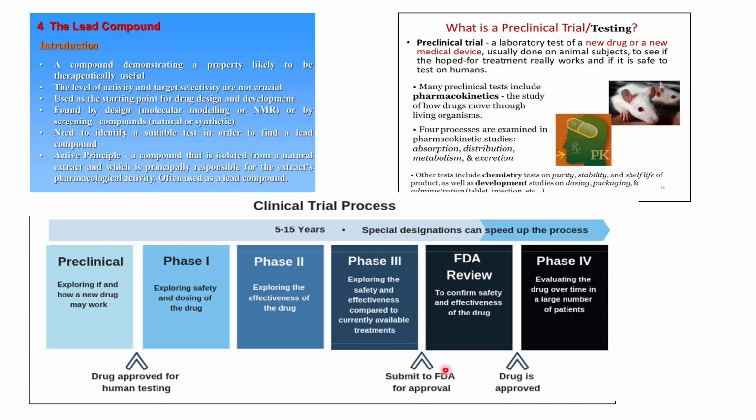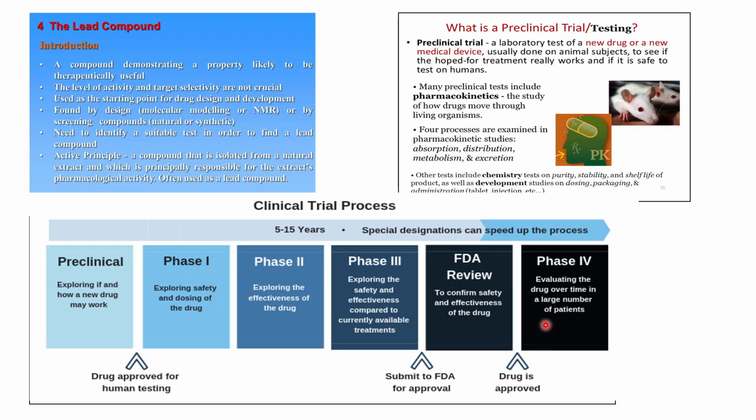When the drug passes all three clinical trials, then it goes to the FDA for approval. In the FDA, they confirm the safety and effectiveness of the drug. And then after the FDA confirms these things, the drug will be approved for the market to use.